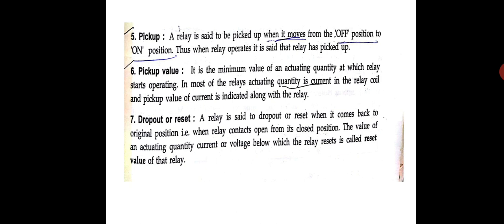Okay. Dropout, which is also known as reset. A relay is said to be reset when it comes back to its original position. It means because of a fault, if the relay trips, then that is its on position. After the clearing of the fault, the relay will come back to its previous state, previous position. That is called reset.